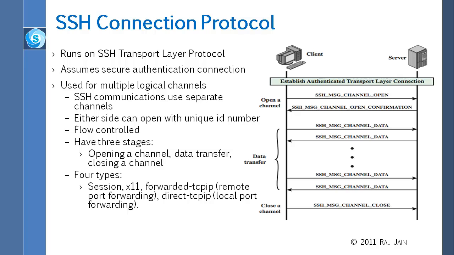So the way SSH works is that once you have set up this master connection, master pipe or whatever you want to call it, you can put many little channels inside it. And you can use it for different purposes. So there is a connection layer which allows you to do that. So it is used for multiple logical channels.